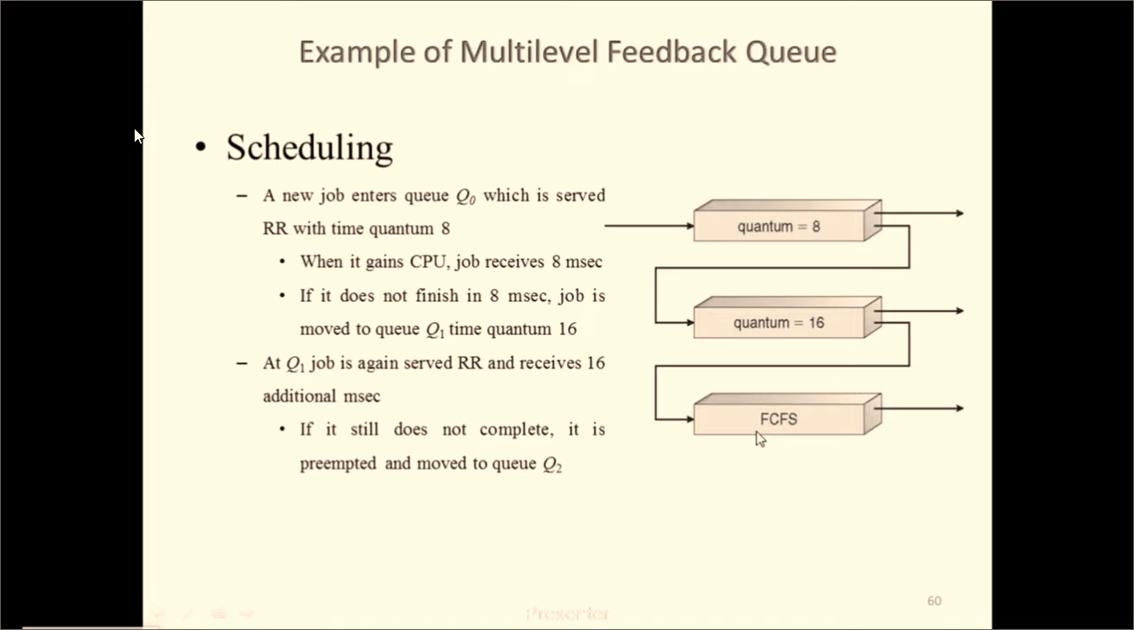Okay, this is how the multi-level feedback queue works. Why is it called feedback? Because the process is giving feedback that I am done or I am not done, and that I am not done is being used to shift the process from Q0 to Q1 or Q1 to Q2.